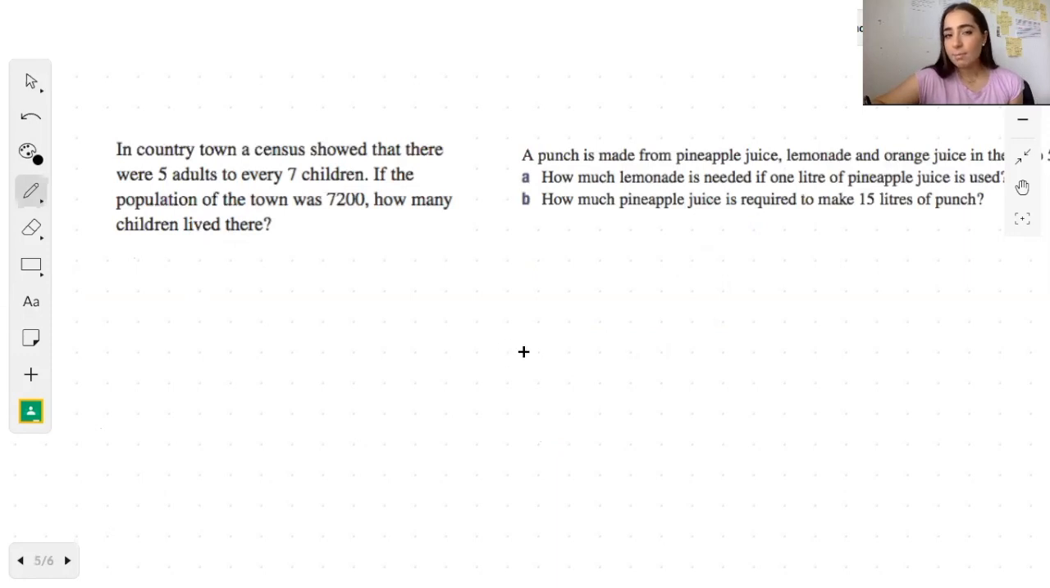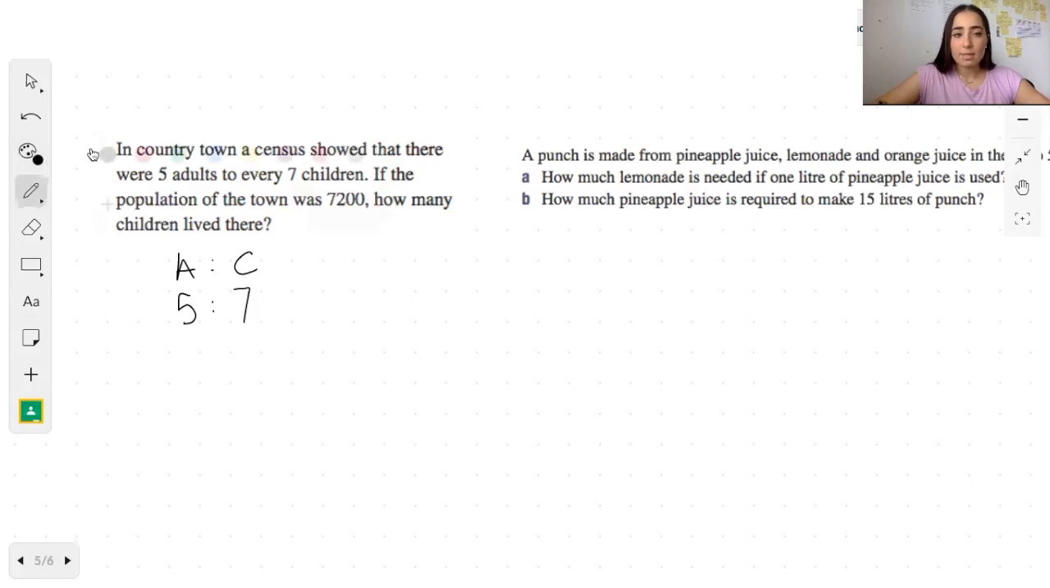Okay, let's look at some more application style questions. So these are a little bit more challenging, but I always want you to remember, set up your ratio and then follow through with those same 3 steps to solve the problem. So let's have a read. In a country town, a census showed that there were 5 adults to every 7 children. So I'm going to set up my ratio, adults to children, 5:7. If the population of the town was 7,200, how many children lived there?